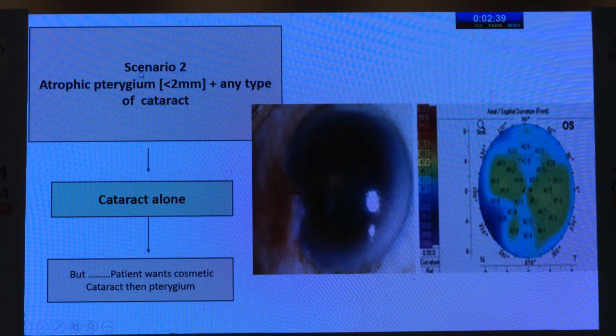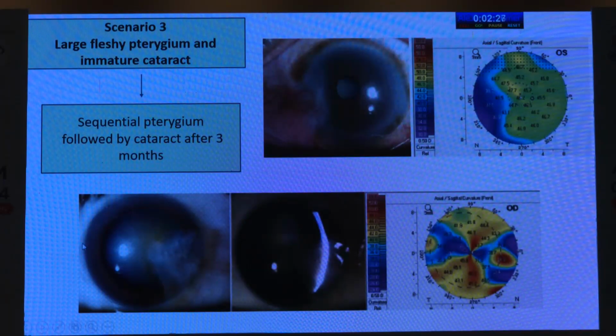Scenario 2, an atrophic pterygium of less than 2 millimeter and any type of cataract. So, we can go for cataract surgery alone. If the patient wants the pterygium surgery, we can do it sequentially. And scenario 3, the patient has a large fleshy pterygium and an immature cataract. This pterygium causes irregular astigmatism, and the other pterygium involves the pupillary area. So, in these cases, we have to go for sequential surgery. First is the pterygium surgery followed by cataract surgery after 3 months.